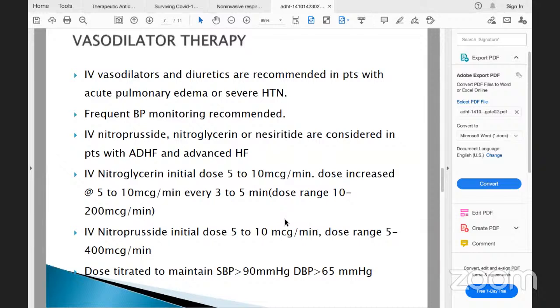Then IV nitroprusside initial dose is 5 to 10 mcg per minute. With nitroprusside, you have to be more careful and cover it when you are giving it, because it rapidly decomposes if exposed to light, and chances of cyanide toxicity are also higher. These drugs also develop tolerance after 12 to 24, maximum 24 hours. Their effect weakens. The doses are titrated to maintain a systolic BP of 90, or depending on the patient, you will target around 120 to 130.